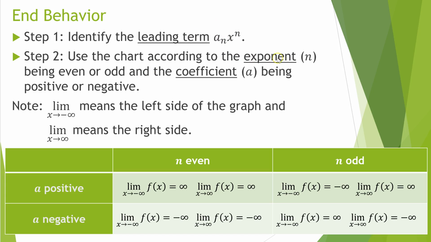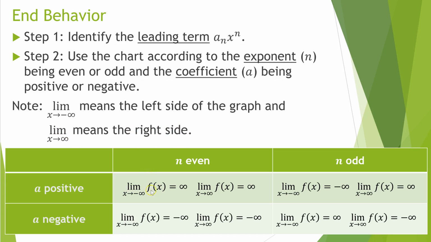And then we're going to focus on the exponent, which is the n value here, and the coefficient, which is the a value here. Now for the exponent, we're going to pay attention to whether it's an even or an odd number. And for the coefficient, we're going to pay attention to whether it's a positive or a negative number. By looking at those two rules, we're going to refer to this table to see what's happening on the far left and far right ends of the graph. When the function says the limit as x approaches negative infinity, that just means what's happening on the left side of the graph. And when it says the limit as x approaches positive infinity, that means the far right side of the graph.